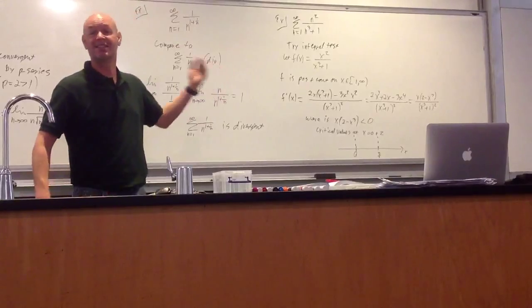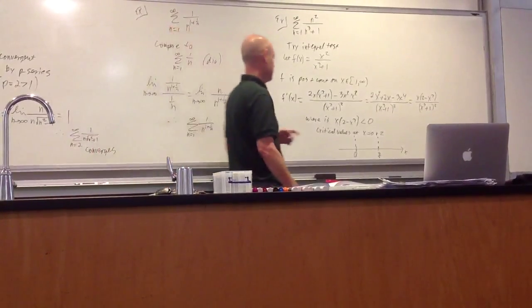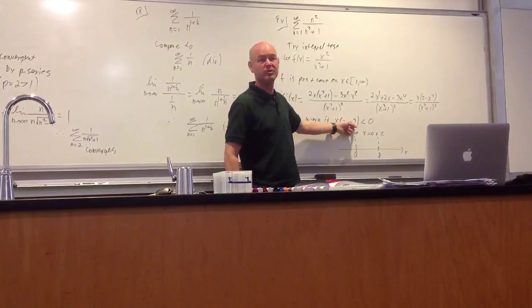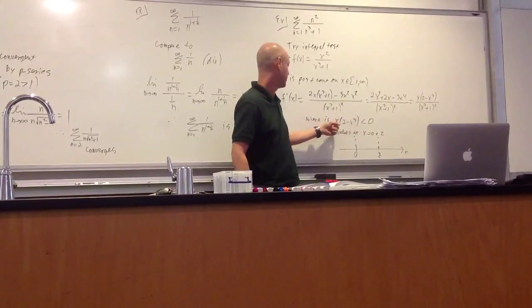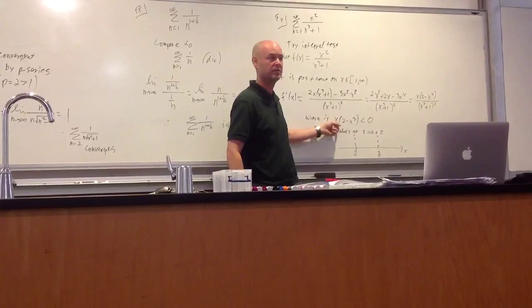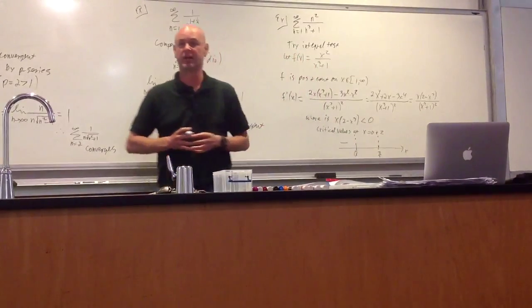Let's pick a number that's less than 0. Let's pick -1. -1 cubed is -1, right? -1 minus -1, that's going to make that plus, right? So that's positive. How about here? That's negative as well. This is a negative region.